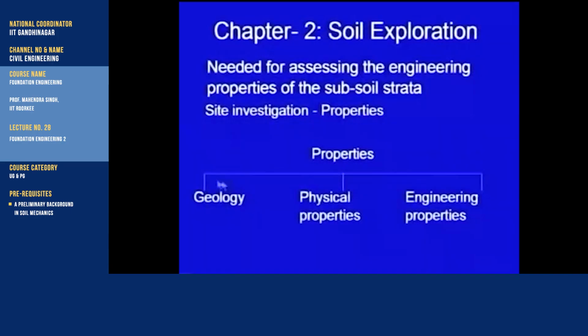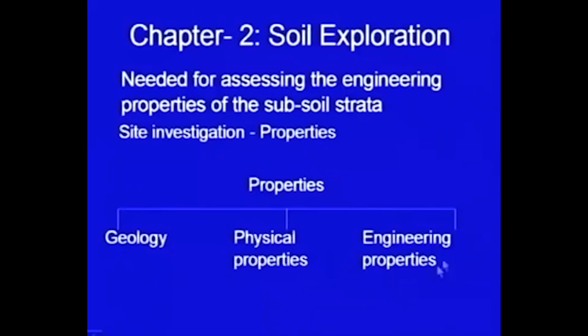The properties which we need can be divided into these categories. Number 1 is geology, then physical properties, and engineering properties. Geological properties, you can get the geological maps, and this is the first thing in fact one should do. You should get the geology of that particular place. This comes under desk study. You can get the maps and you can study the maps and you can have the idea about the geology. These two properties, physical properties and engineering properties, we shall be discussing in this particular chapter.